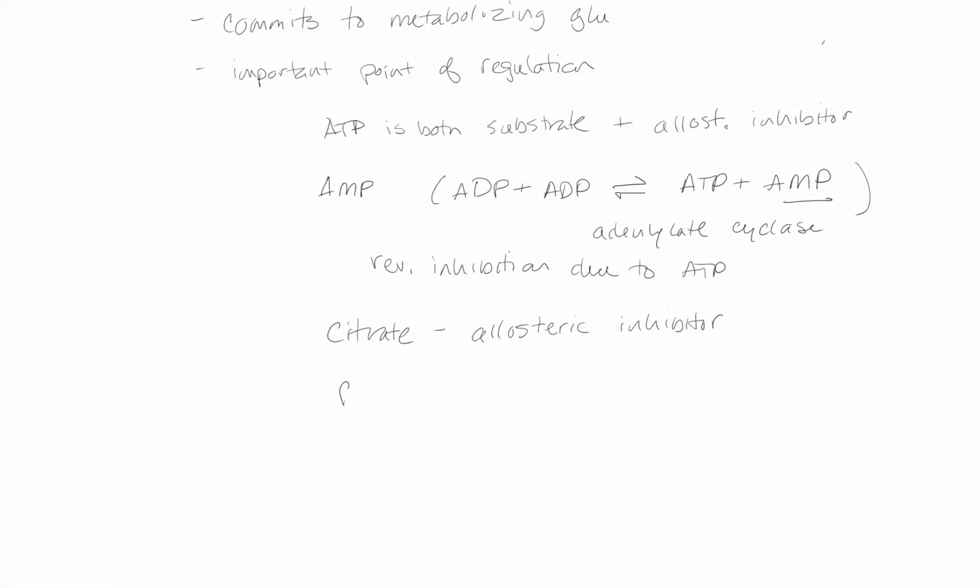So beta-D-fructose 2,6-bisphosphate, and it's an allosteric activator, a particularly potent one.